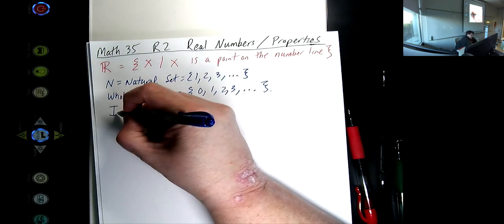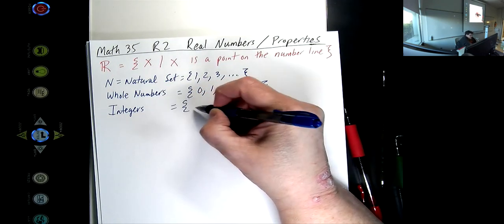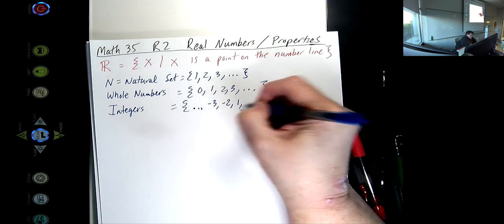Integers are next. I'll do dots on the left to show it keeps going to the left, but it's all the whole numbers and negative numbers too.